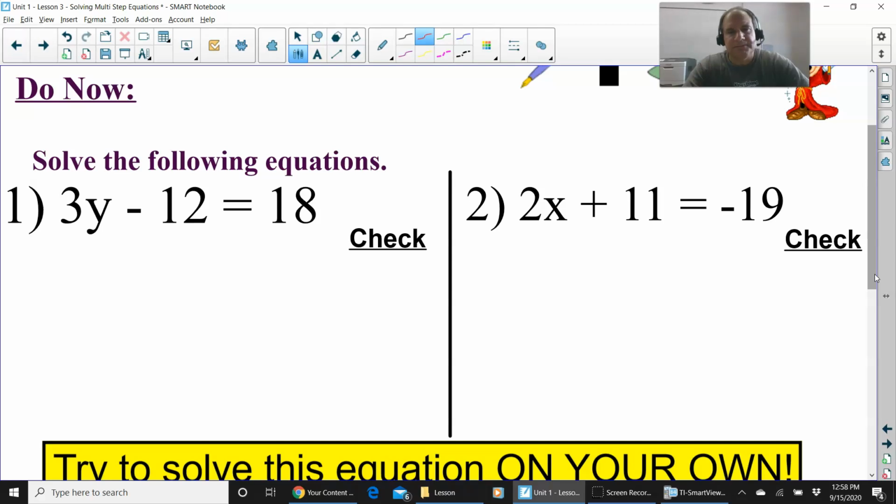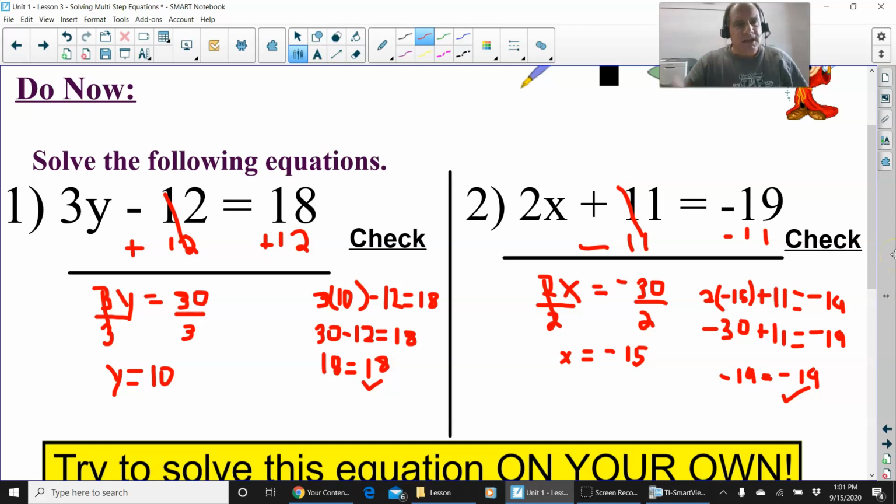Pause. So here we go. You add 12 to both sides for number 1, and you cancel that 12 out. On the other side, you have 30. 3y equals 30, divided by 3, and y equals 10. You take this 10 and substitute it in for y in the original equation. 30 minus 12 equals 18. 18 equals 18. That checks out.